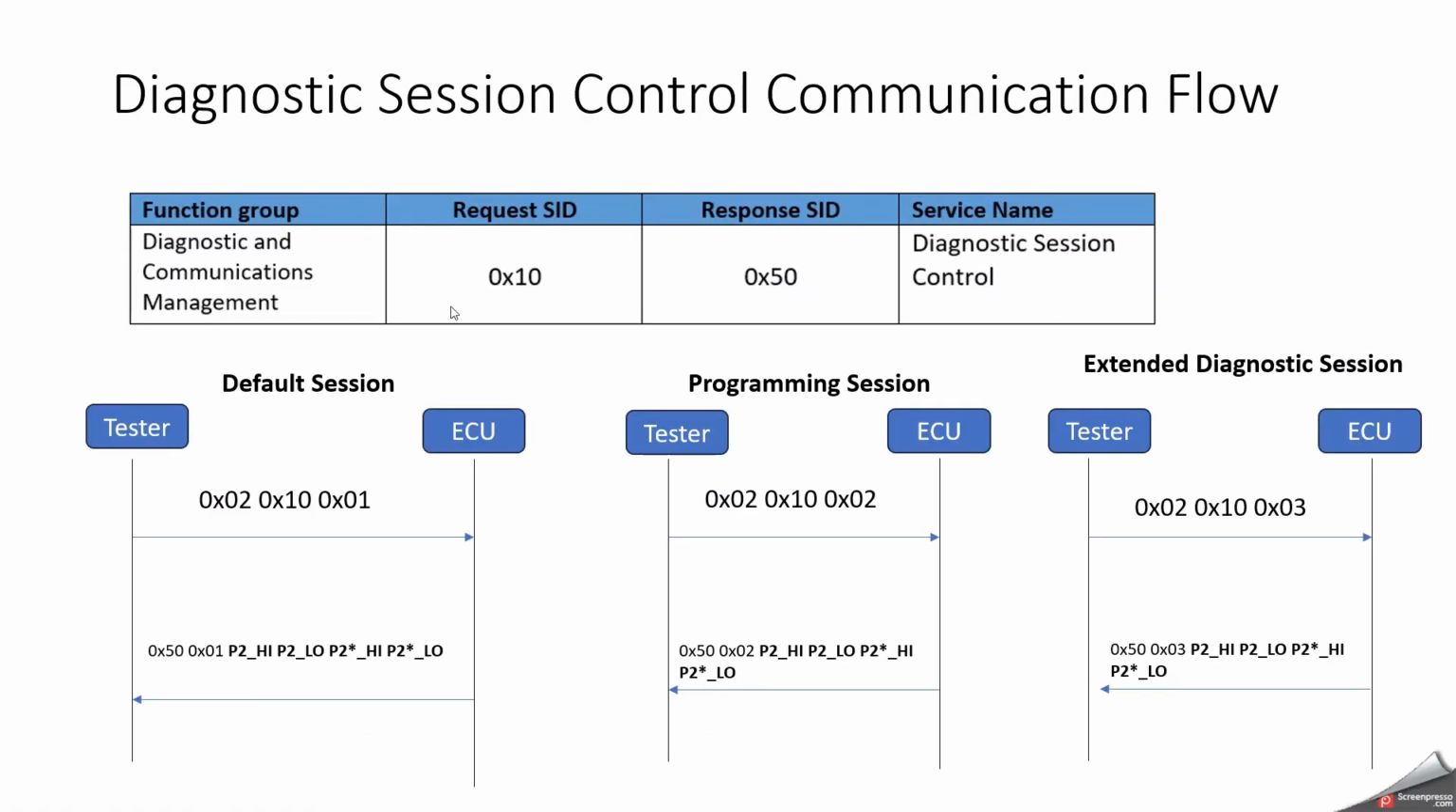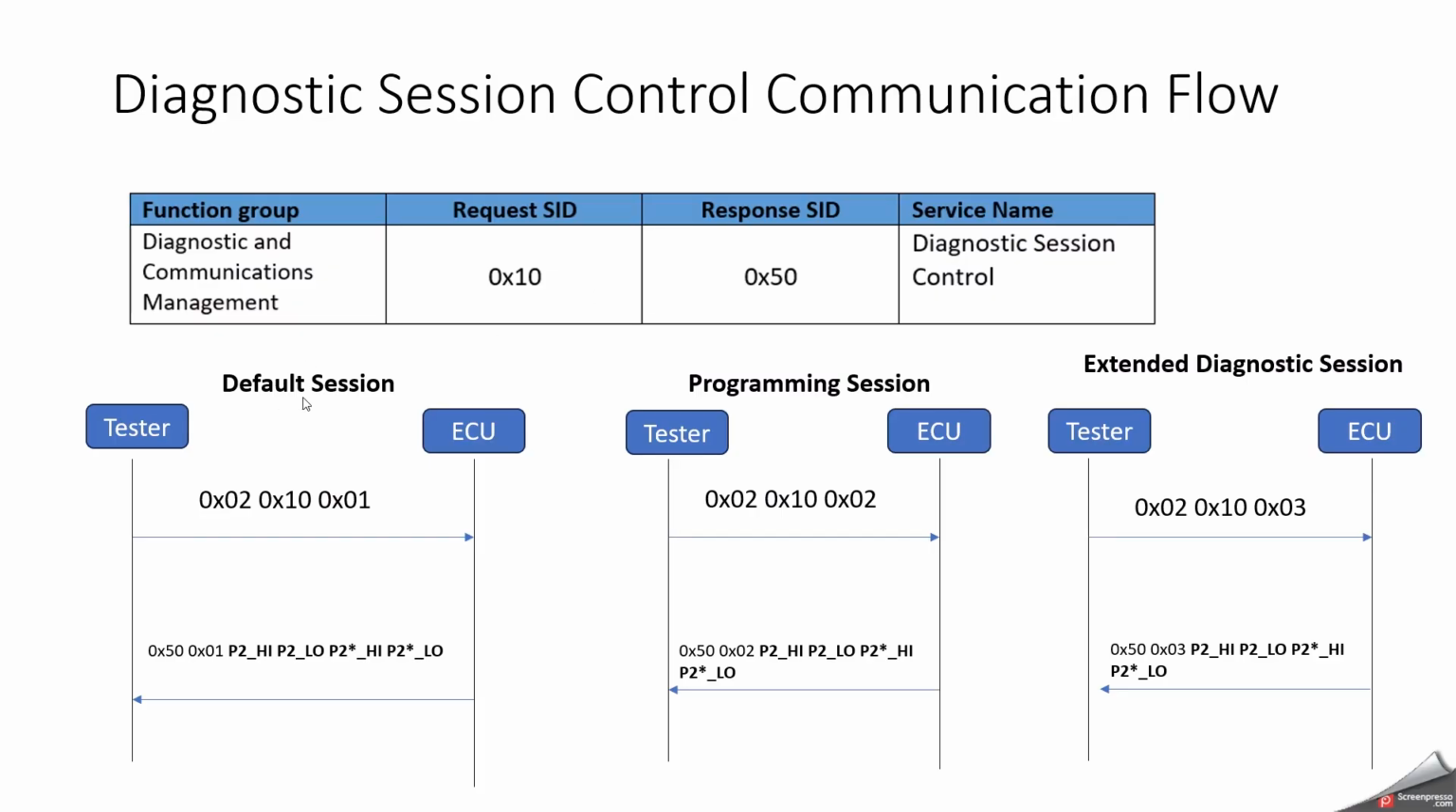Diagnostic session communication flow. The request SID for changing the session is 0x10. Along with this, we have to request the subfunction for whichever session we want to switch to. And the response will come from the ECU as 0x50, because if it is a positive response, then the ECU will add 0x40 to the requested SID.